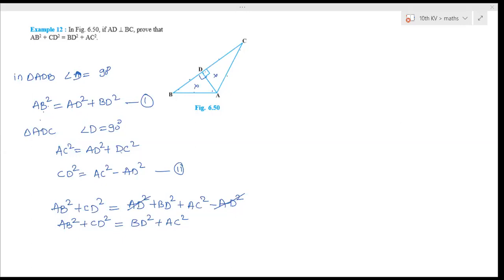If you have the 6 questions of exercise 6.5, you have to complete. Those are easier, only 6 questions. Out of that, the first question you can solve. 1, 4, 5, 6. That's it. Second and third I need to solve. 1, 4, 5, and 6. Exercise 6.5 NCERT.